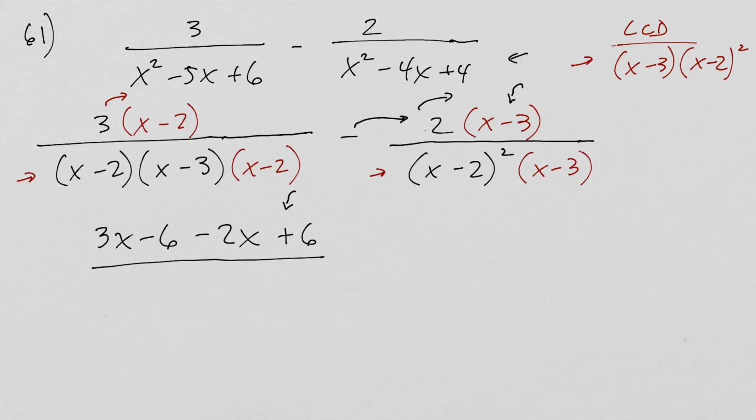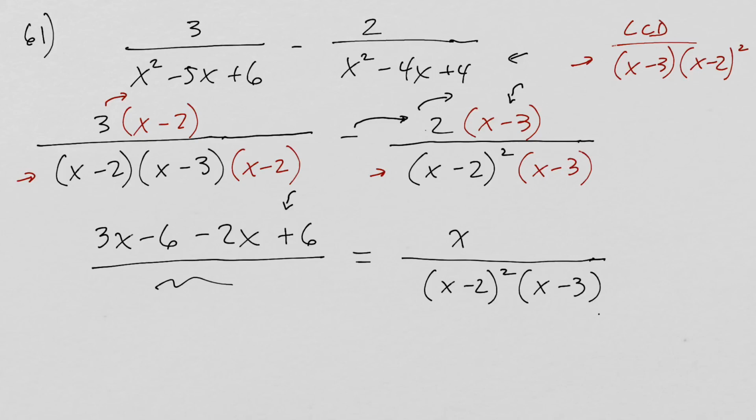Okay, I'm going to do this. I know what the common denominator is. I don't want to keep writing it when I don't have to. So up top, I'm going to combine like terms, and I'll get x over, now I'm going to write that denominator. So I have x minus 2 squared times x minus 3 in either order. I don't have anything that can cancel, so that's my final answer.